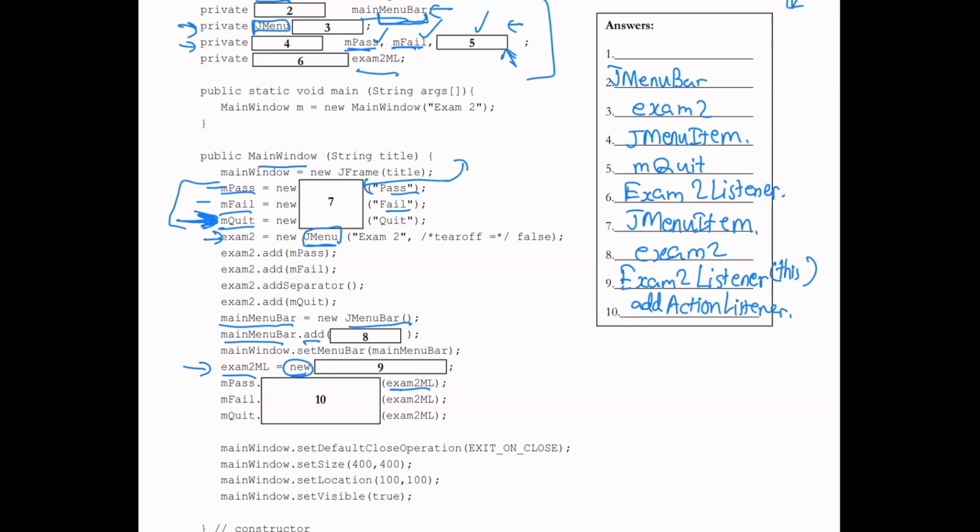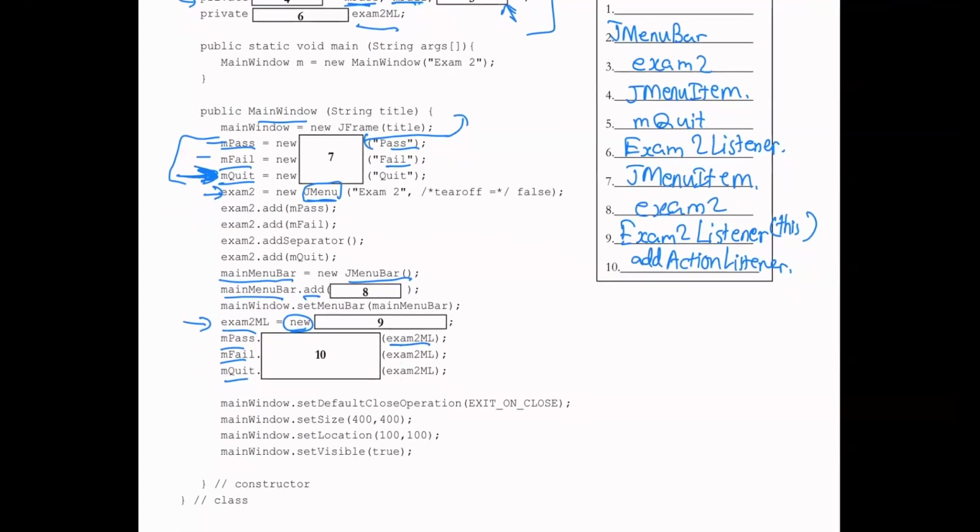Why? The reason is that here's the exam 2 ML. So exam 2 ML is action listener. So we want to add the action to our menu item. Right? So I will briefly talk about what it looks like.